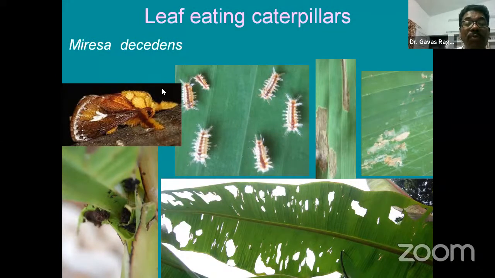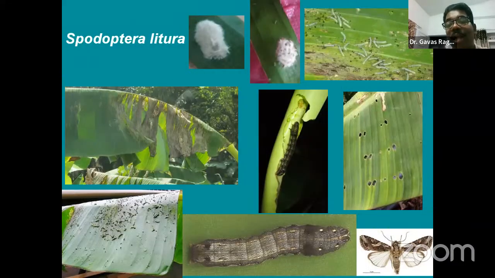This is the adult of this jelly grub. It is scientifically called Miresa dissidens. It's a serious defoliator pest in banana in South India. This is the cosmopolitan or polyphagous pest of all the agriculture crops, that is Spodoptera litura.